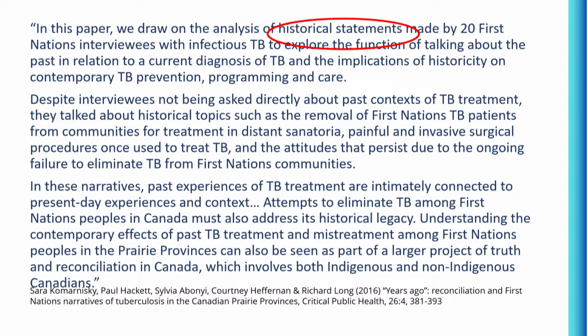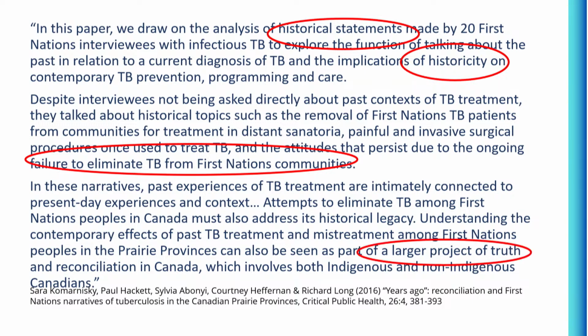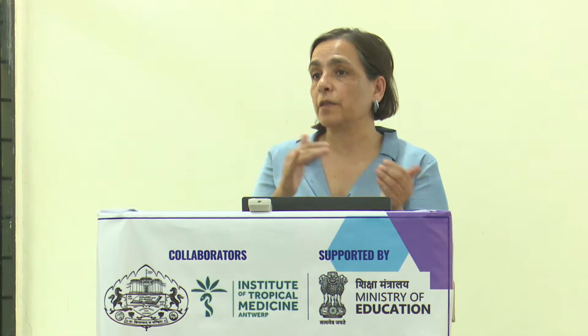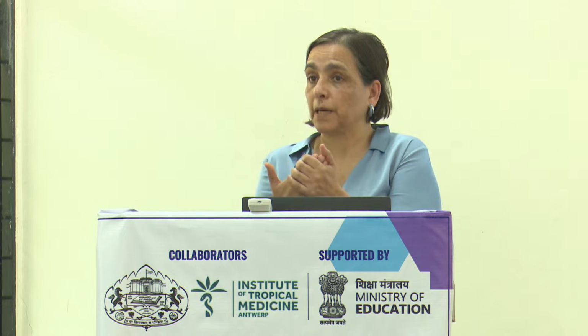Okay, historical statements is your clue. Historicity. Ongoing failure to eliminate TB from First Nations communities gives you a clue that this is an activist stance. And the larger project of truth and reconciliation is also a clue that this is activist, but maybe potentially realist. Usually a realist thing is about a specific intervention, so we would have to see if this paper actually documents whether this kind of intervention of speaking about the past made a difference. I'm not sure it does, actually, in this paper. Okay, last one.